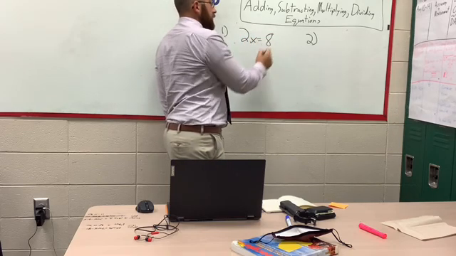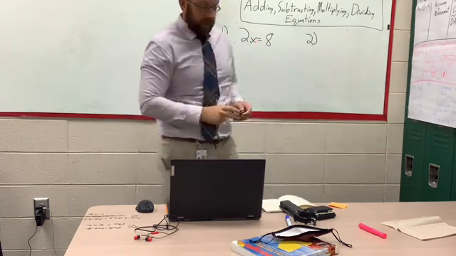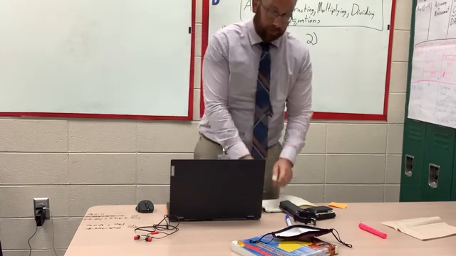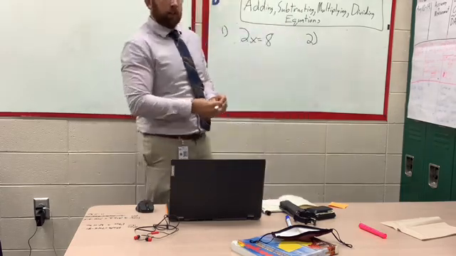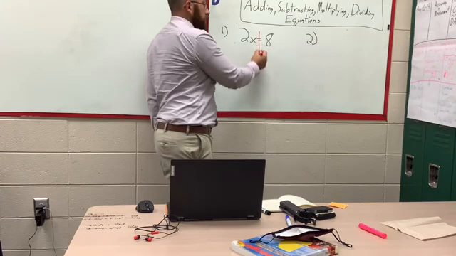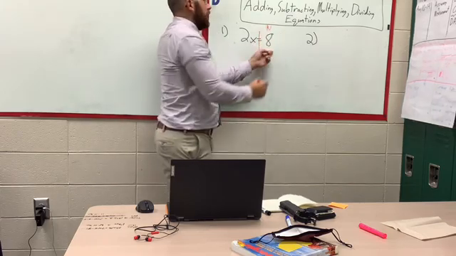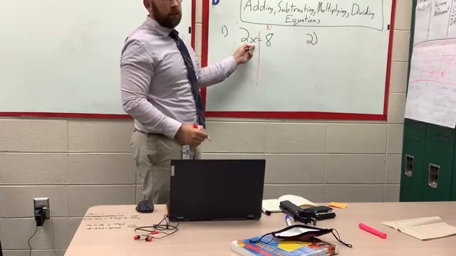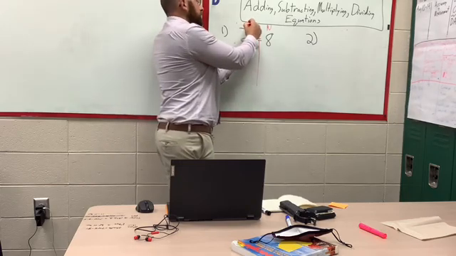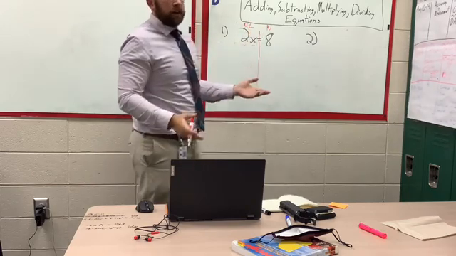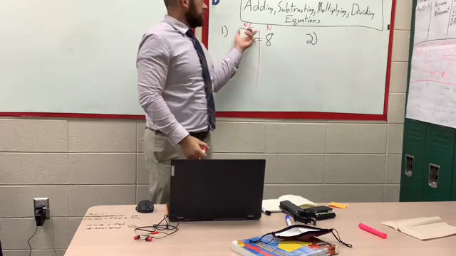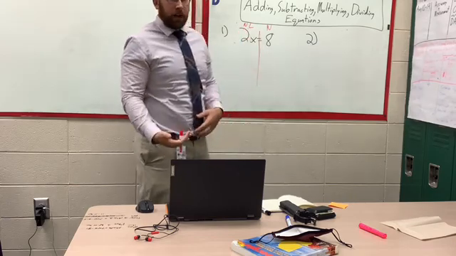2x equals 8. Now we're dealing with multiplying. First was addition, then subtraction. We're going to do the same steps we did before. Draw the wall. We have a number here, but now we have a number and a letter combined. That's all right. So that means when you have a number and letter combined, you cannot use addition or subtraction.